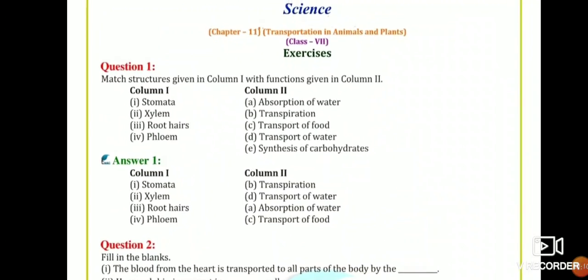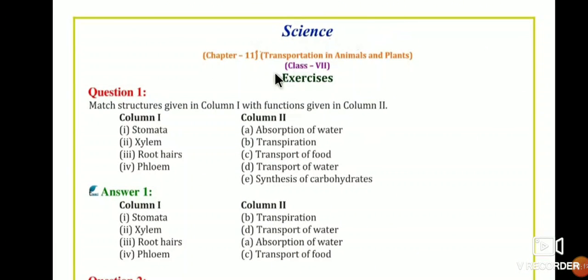See, dear students, first we have transportation in animals and plants. In the exercise, the first one is to match the given column 1 and column 2, that is, match the structures given in column 1 with the functions given in column 2. That means column 1 gives the structures, and we should match their functions in column 2.